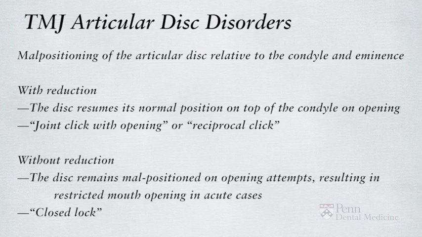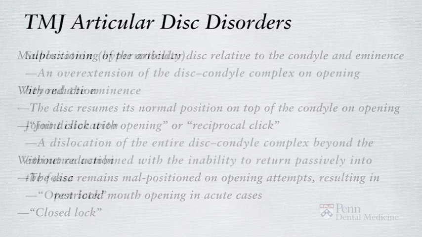The term TMJ articular disc disorder without reduction refers to a disc that remains malpositioned on opening attempts, resulting in restricted mouth opening in acute cases. Another term for the condition is closed lock. Patients with this condition typically open to approximately 20 millimeters as the condyle is capable of rotational movement only. This condition often causes significant pain and dysfunction, and patients typically seek acute care to treat this condition as it often compromises nutritional intake, daily function, and overall quality of life.